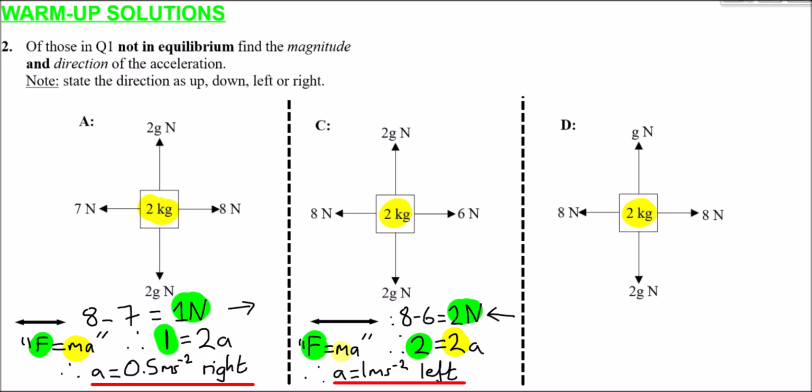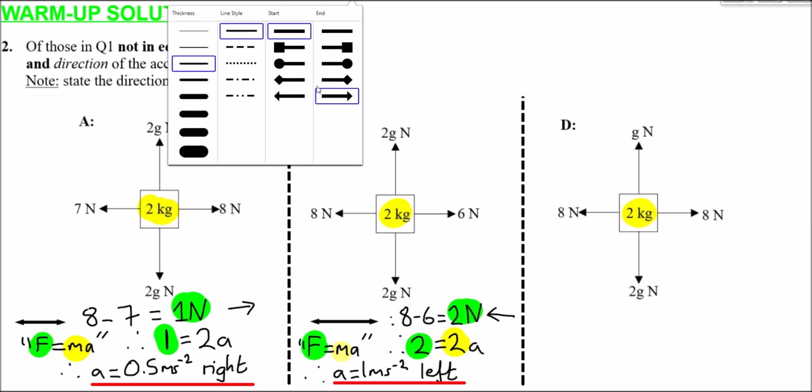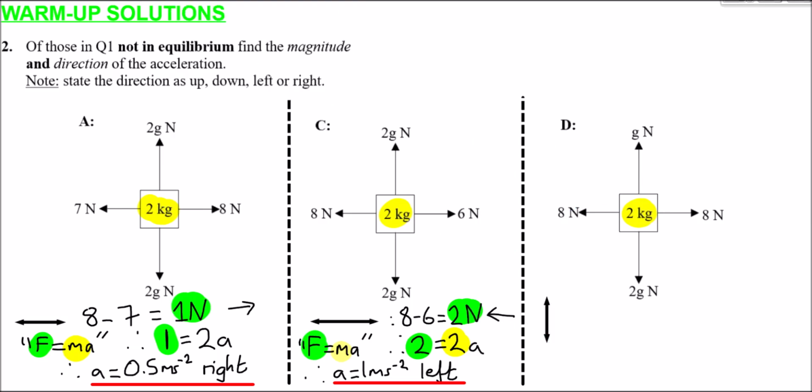Finally, system D. There's no horizontal acceleration because 8 to the left balances with 8 to the right. However, going up and down, we can see that there will be an acceleration downwards. And so if we just consider the vertical direction, 2g down minus g up equals a force of g newtons acting downwards. Now you've probably guessed it, and we can apply F equals ma once again. Therefore, resultant force this time is g. So g equals mass, which is 2, multiplied by the acceleration.